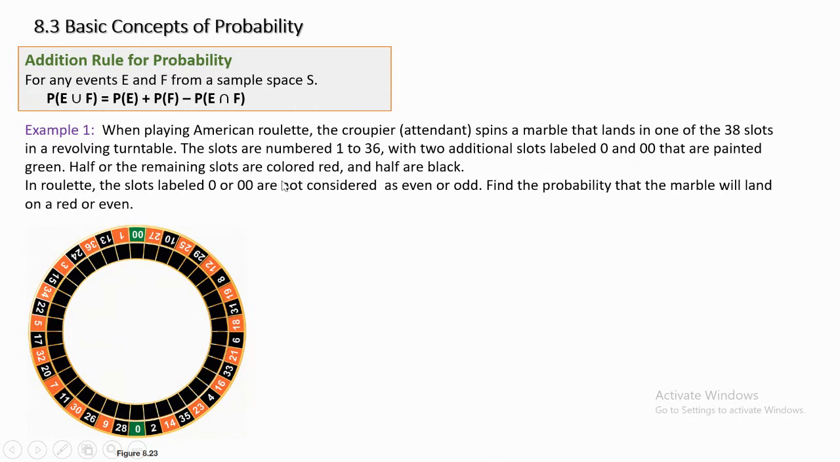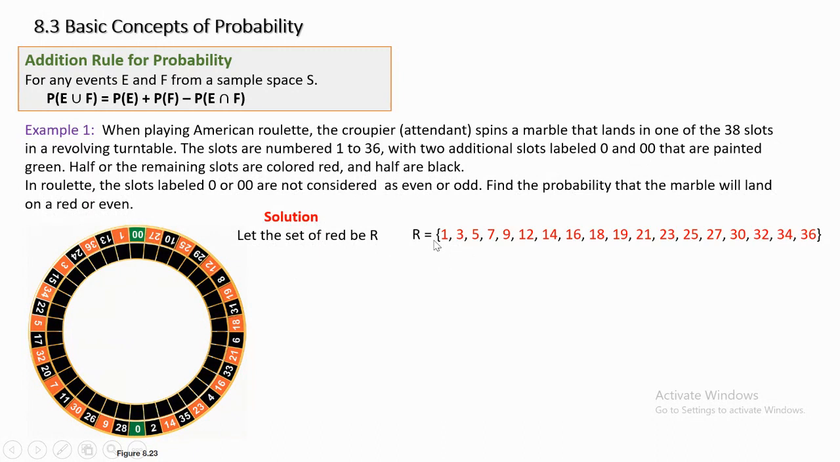Half of the remaining slots are colored red and half are black. In a roulette, the slots labeled 0 and 00 are not considered as even or odd. So find the probability that the marble will land on red or even. How do we go about that? Okay, so let's do this. Actually, it's saying red or even. So let the set of red be R. So these are all the ones that are red, right?